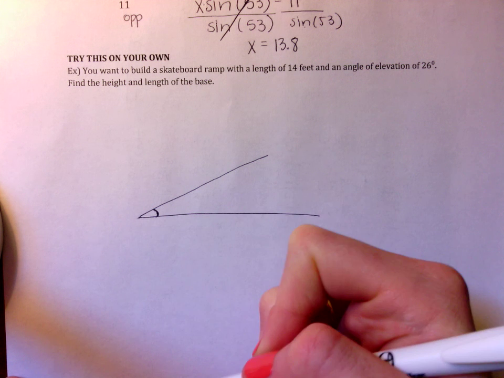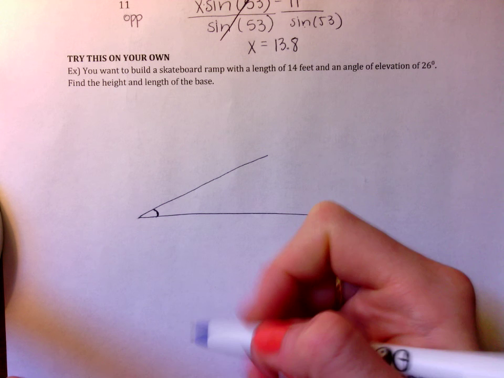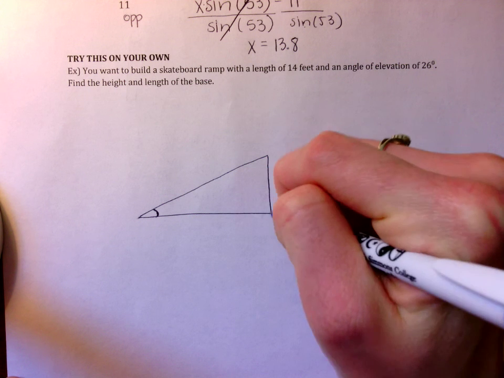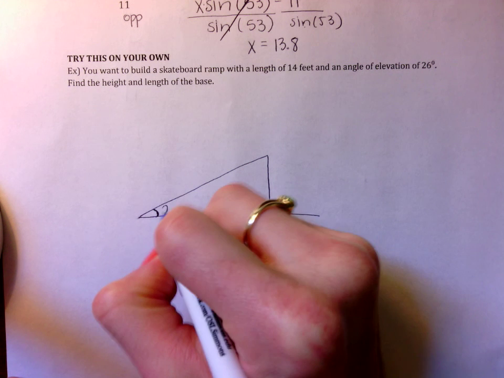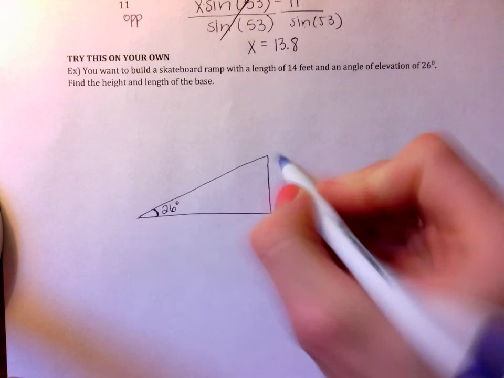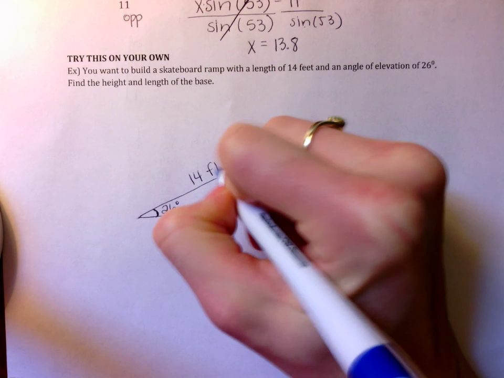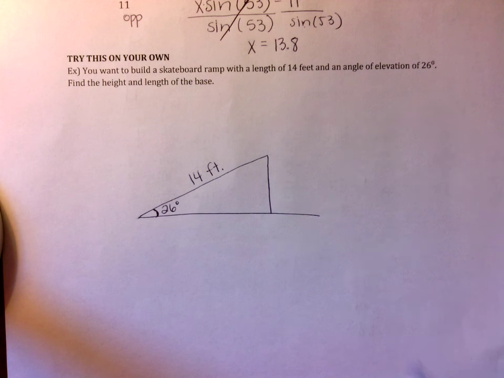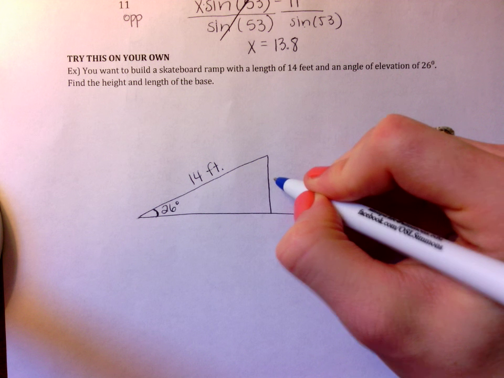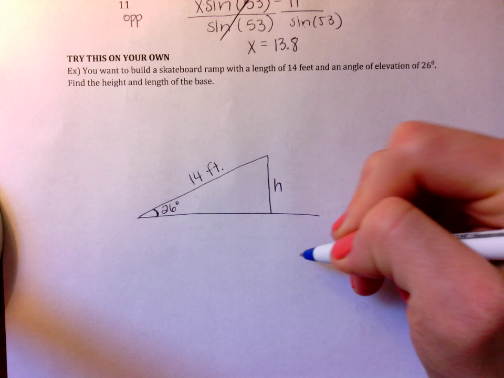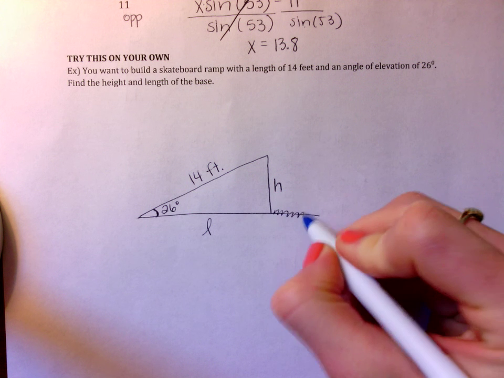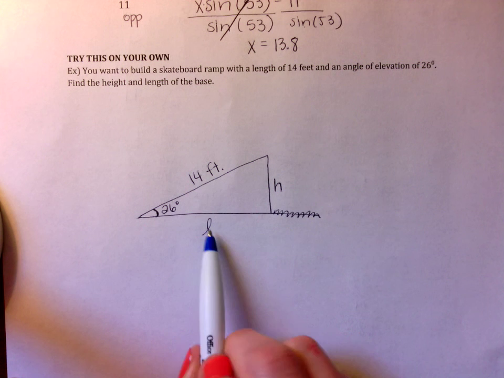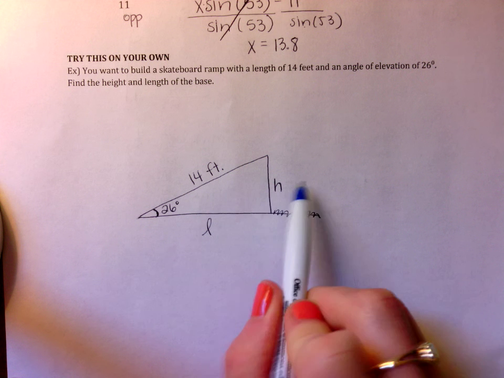All right, so we want a length of 14 feet and an elevation of 26 degrees. And I want my ramp to be 14 feet long. The question asks, find the height. So in other words, we want to find the height over here and the length of the base, or this part. Ignore this. This is extra ground I made. So we got length of the base, height.